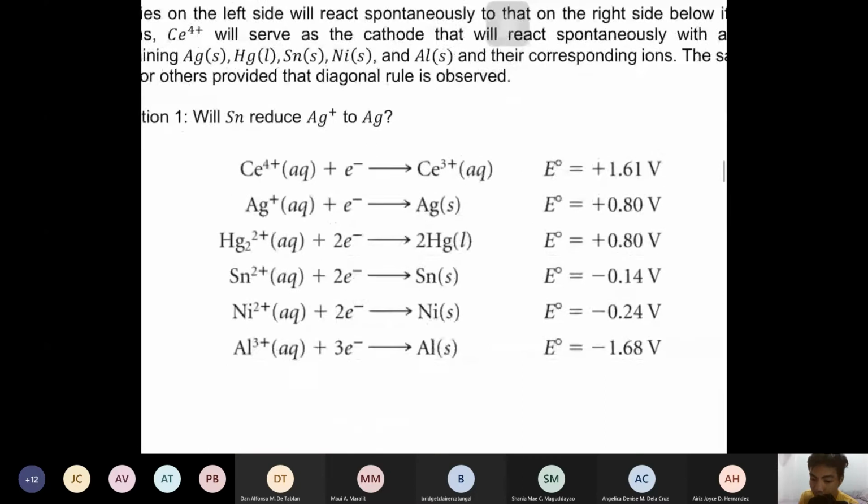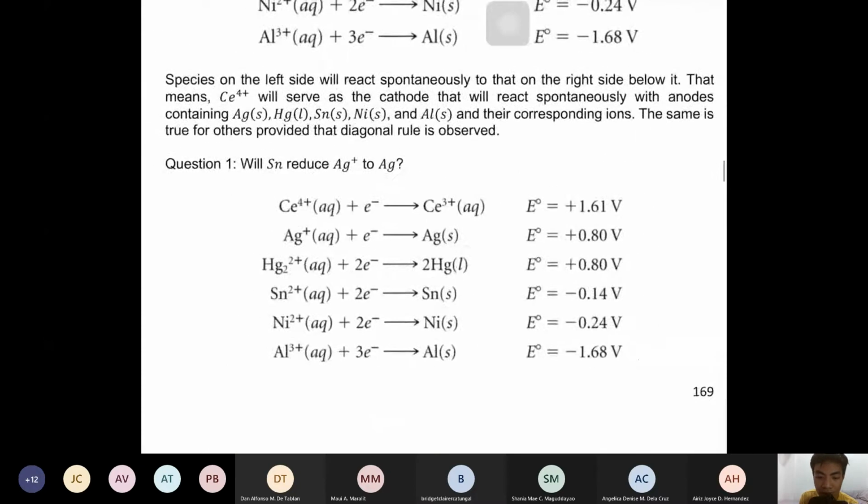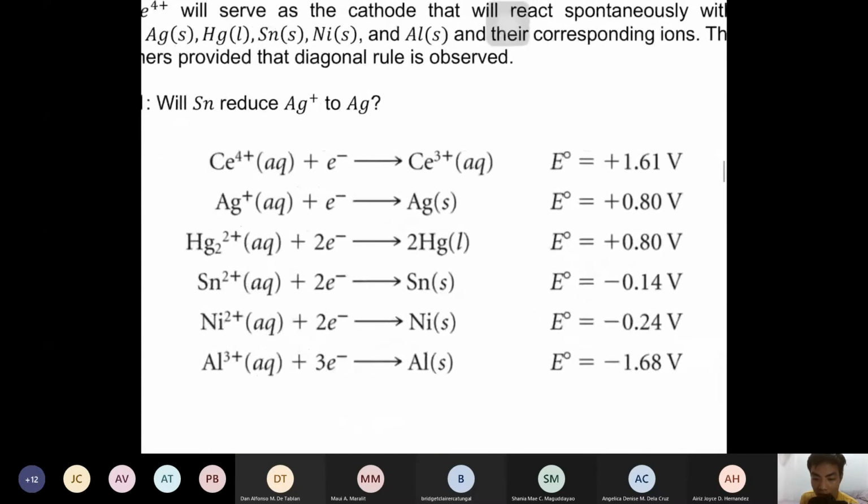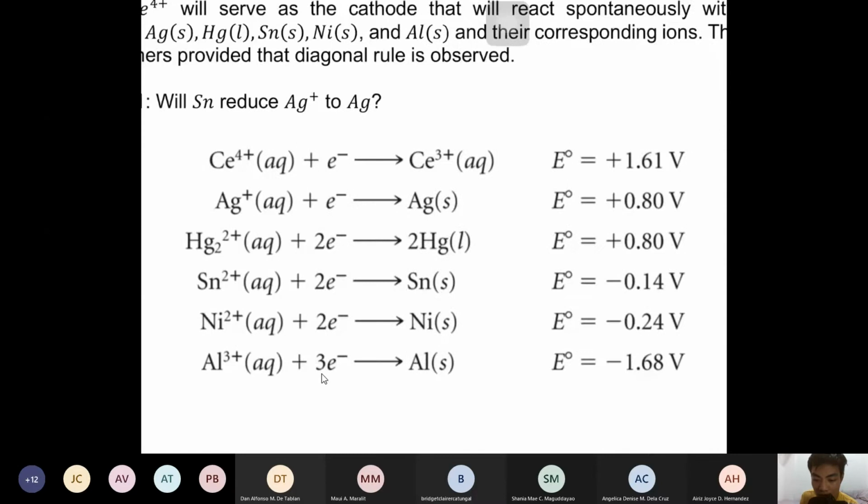Okay, so tignan natin yung application niya. Question 1. Will tin react with Ag plus to Ag? So, will tin reduce Ag plus to Ag? No? So, hanapin mo yung tin. Ito yung tin. Okay. So, will it react with silver to produce Ag? Okay. So, will this react with Ag?